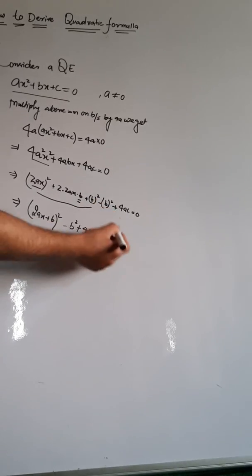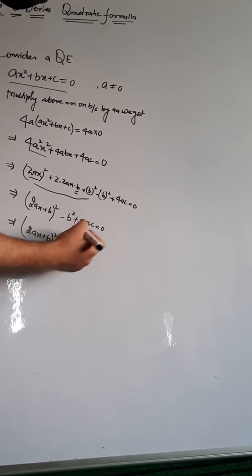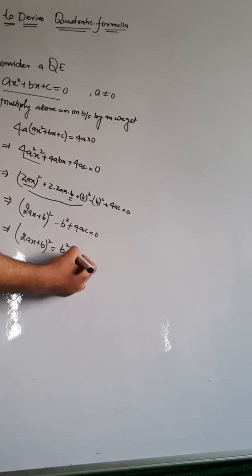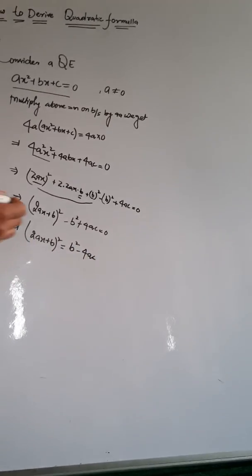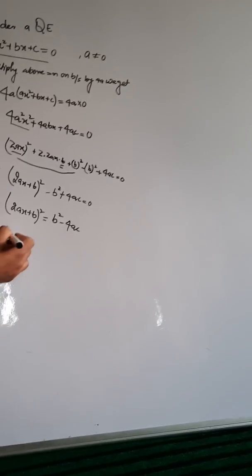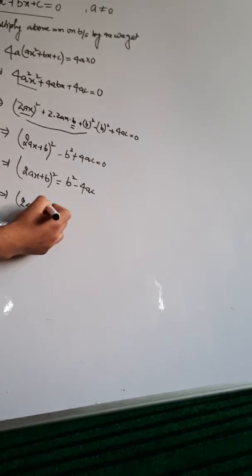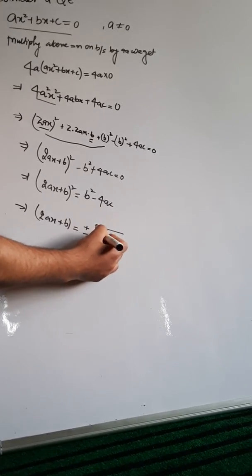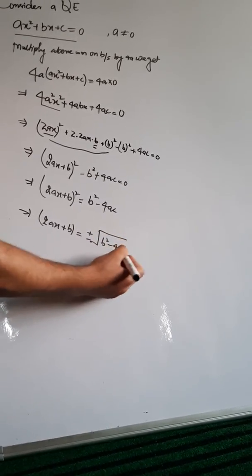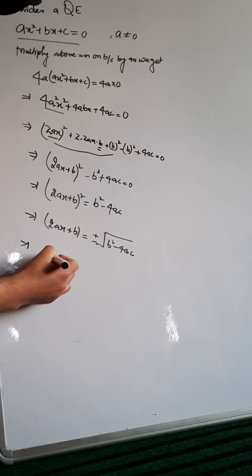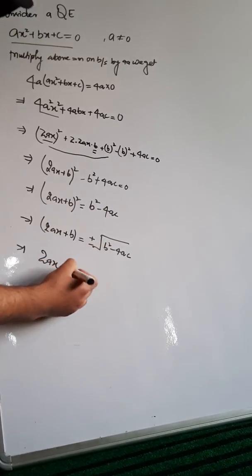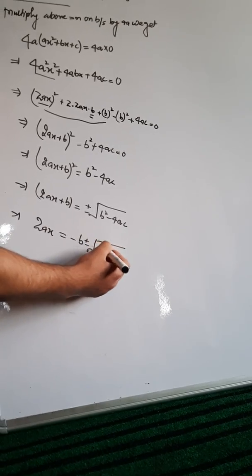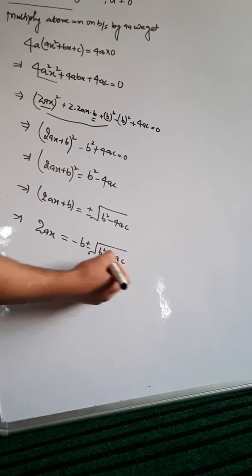Now transpose this minus b square to the other side of the sign of equality, we will get it plus b square. Now this plus 4ac will be minus 4ac. Now transpose the square like this: 2ax plus b. This square will be transposed as plus minus under root of b square minus 4ac. Now transpose this plus b, it will be minus b plus minus under root of b square minus 4ac.